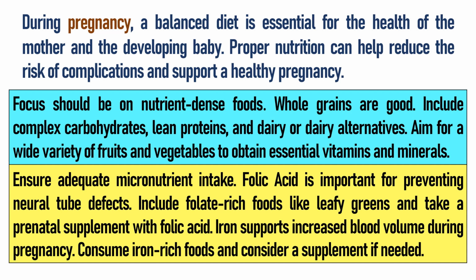Aim for a wide variety of fruits and vegetables to obtain essential vitamins and minerals. Ensure adequate micronutrient intake. Folic acid is important for preventing neural tube defects. Include folate-rich foods, like leafy greens, and take a prenatal supplement with folic acid.